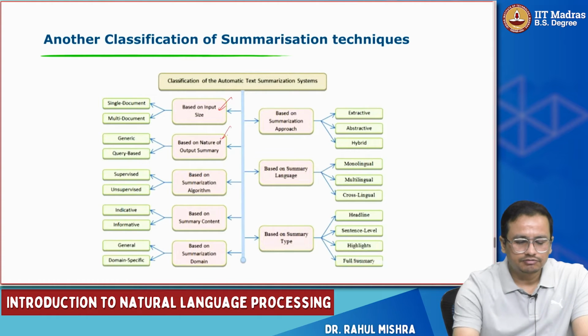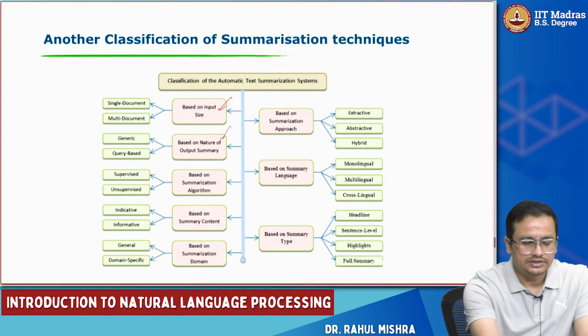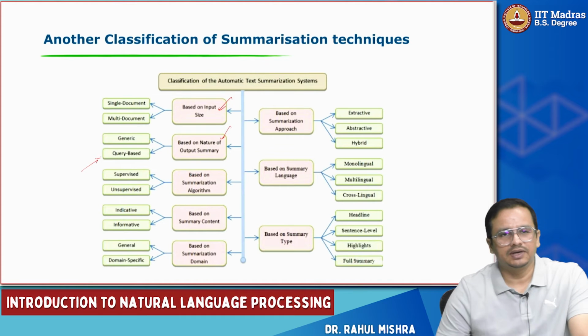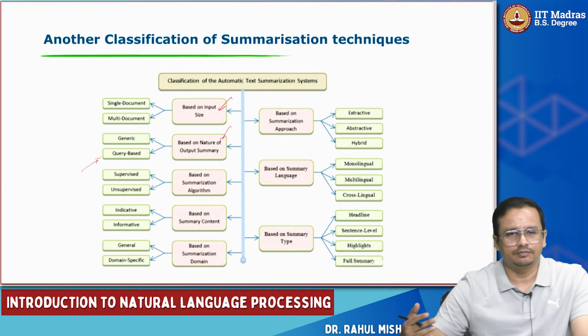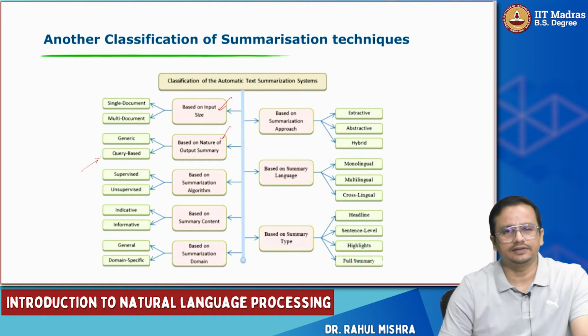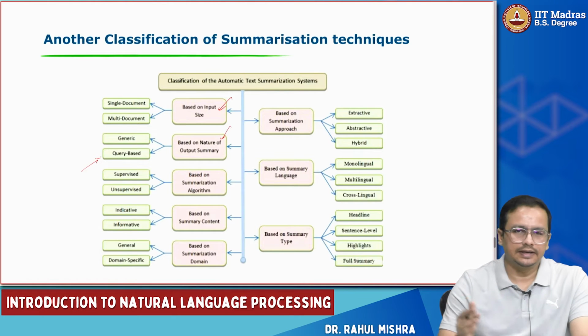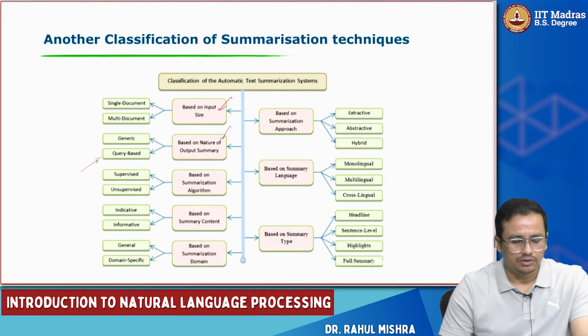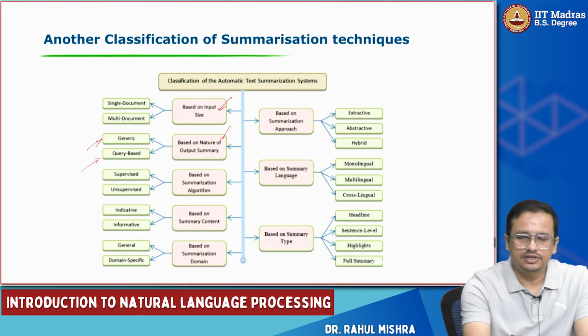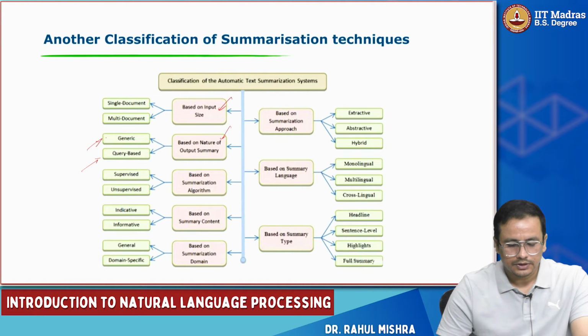Based on the output also, it could be different. You might be generating a summary which is query based. So I have a question, I am giving you a document, and I want to summarize the things from the document related to this particular question or topic and so on. And it could be generic, right? So just generate a summary.